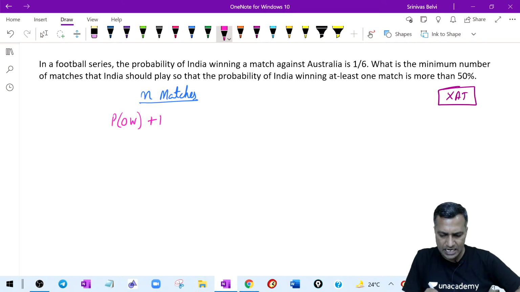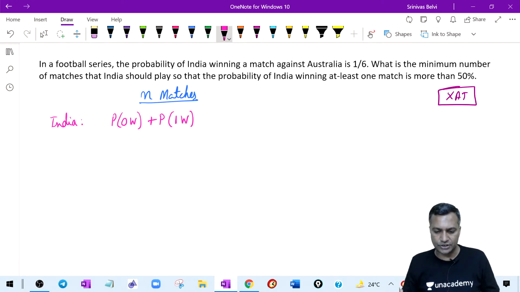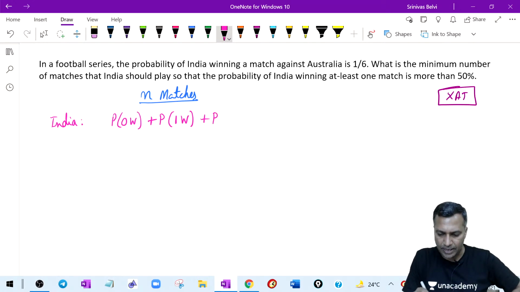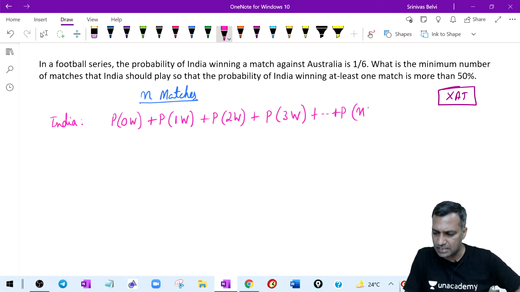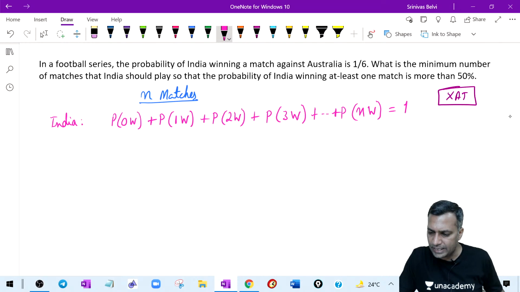Or India might have won 1 match. I'm writing from the India perspective, keeping India in mind. India might have lost all the matches, or won 1 match, or won 2 matches, or 3 wins. Likewise, India can win all n matches. There is no problem, this can happen as well. This is what can happen, and the total probability is 1.